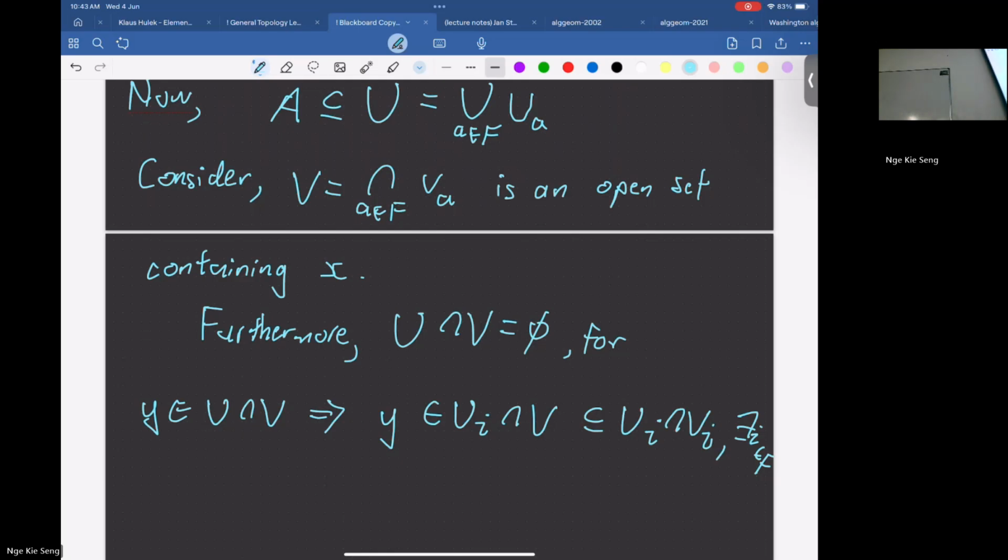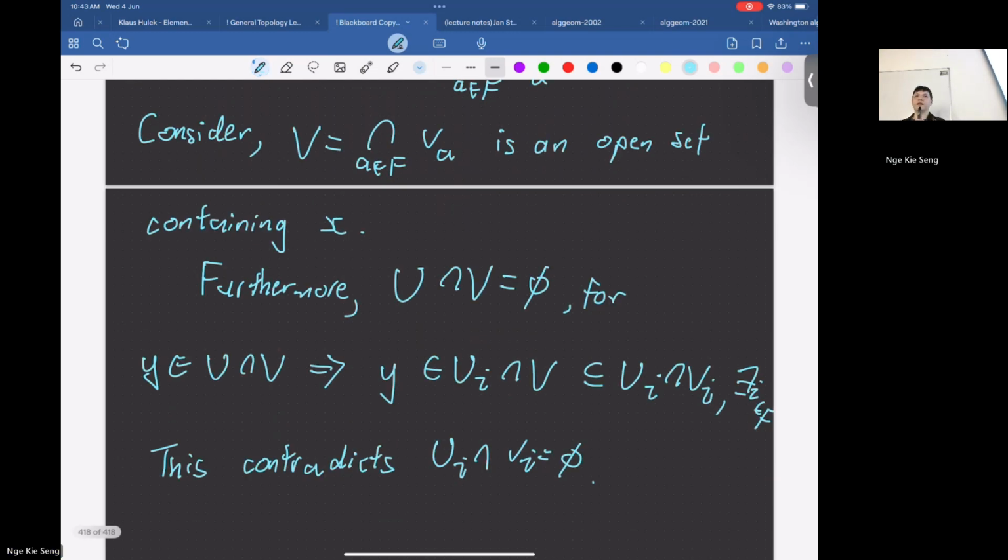Jonathan. Why not? How do we pick this UI and VI? From the Hausdorff property, right? So these are two disjoint open neighborhoods. So there's nothing here. If you have something inside this intersection, you will have a contradiction, that UI intersect VI is empty. So there's nothing there.